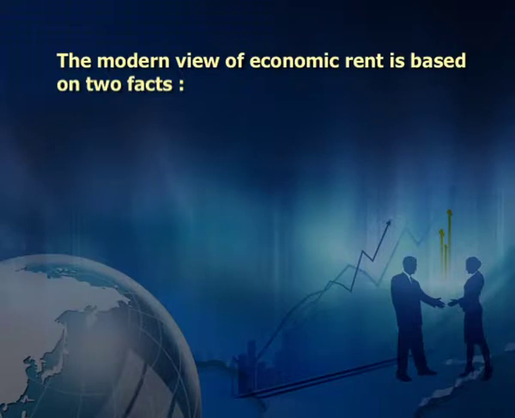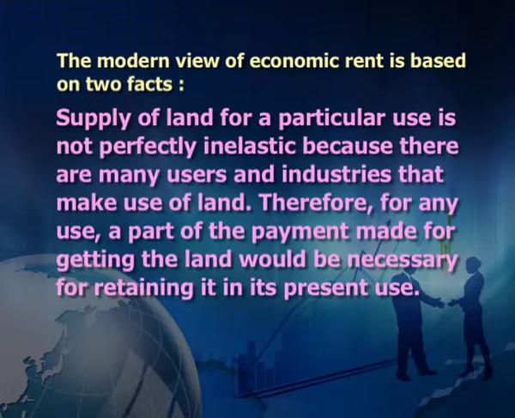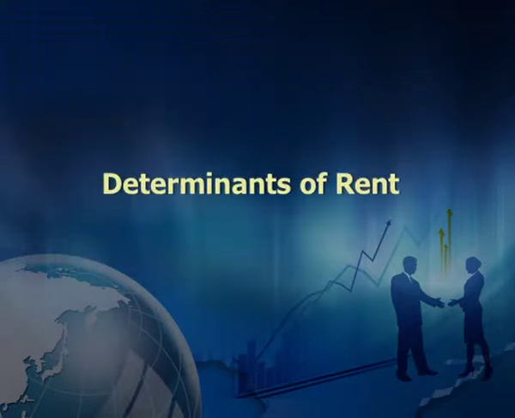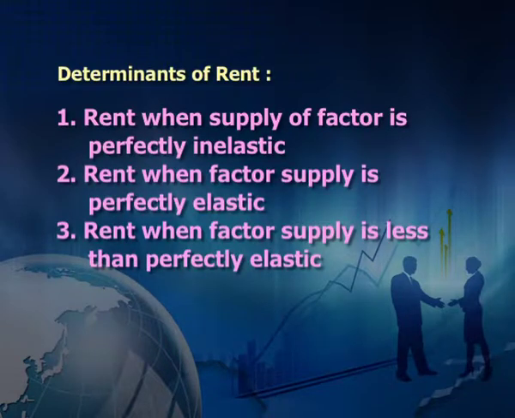The modern view of economic rent is based on two facts, namely, the supply of land for a particular use is not perfectly inelastic because there are many users and industries that make use of land. Therefore, for any use, a part of the payment made for getting the land would be necessary for retaining it in its present use. All the factors including land often earn some surplus over and above what is necessary to keep the factor in its present use, that is transfer earnings. This surplus earning is called economic rent. Now, let us discuss what are the determinants of rent. Modern theory considers three different conditions in which economic rent is determined.